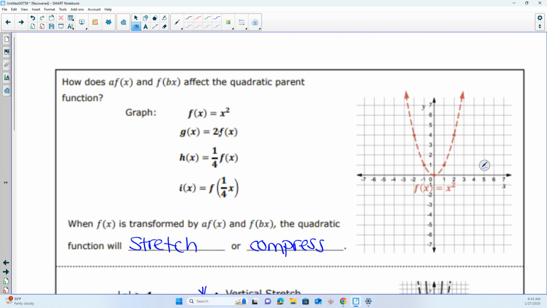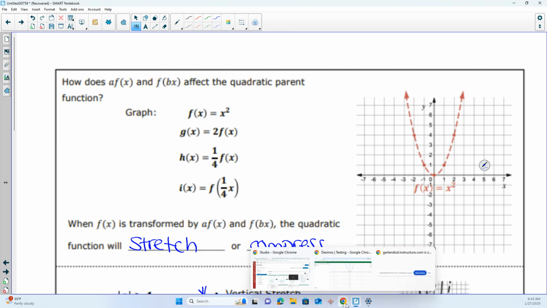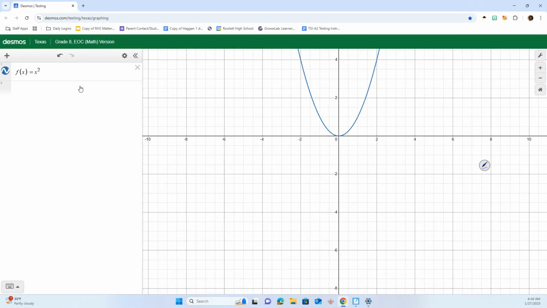63. What happens if we multiply something outside the parentheses? If we multiply by a number bigger than 1, and what happens if we multiply by a number between 0 and 1? It's either going to be a stretch or a compression. And we're talking a vertical stretch or a vertical compression. So let us look. Again, always start with my parent function.